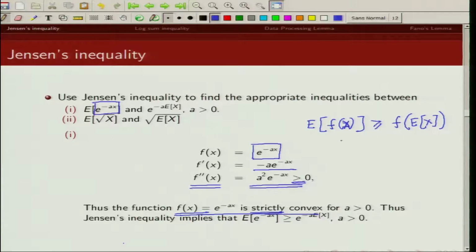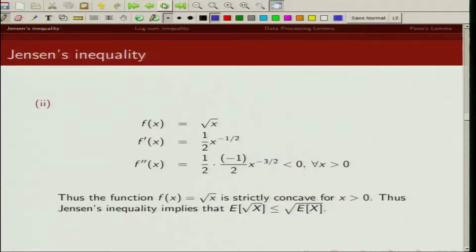So for this particular function we can write expected value of the function is greater than or equal to function evaluated at expected value. This is because this function was a convex function. Now let us look at this second example. Here the function is under root of x. Now we take the first derivative, that is given by this, and this is the second derivative.